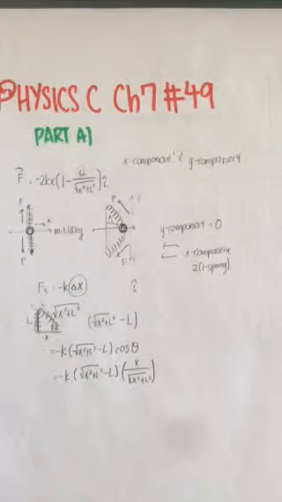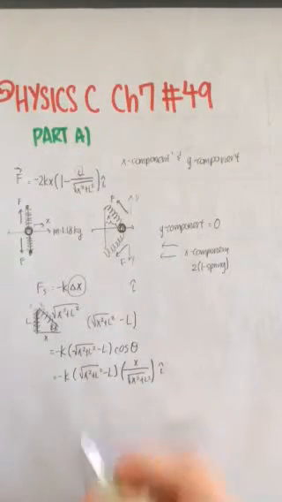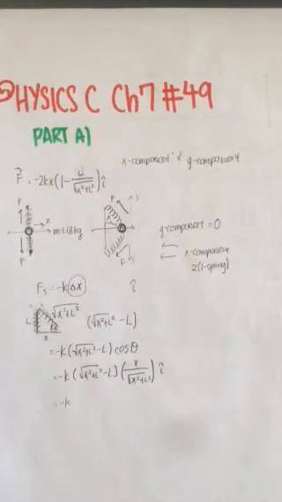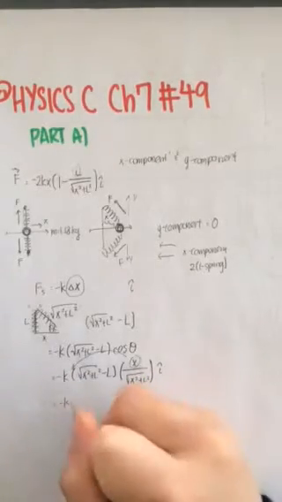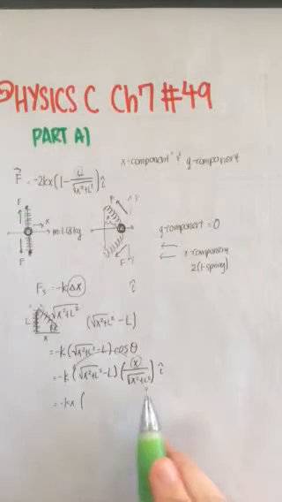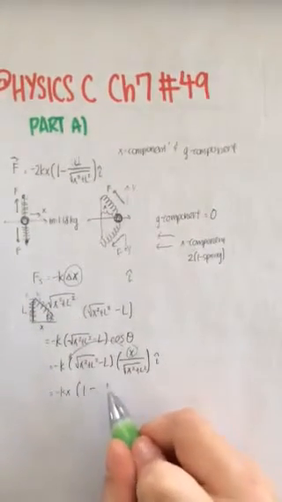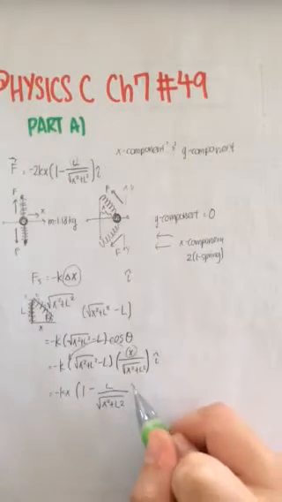And now we're just going to simplify in the i component. If we simplify, it's going to be negative k. I'm going to bring this x to the front. It's negative kx, and the square root of x squared plus L squared divided by the same thing is going to be 1, sorry. So 1 minus L over the square root of x squared plus L squared.